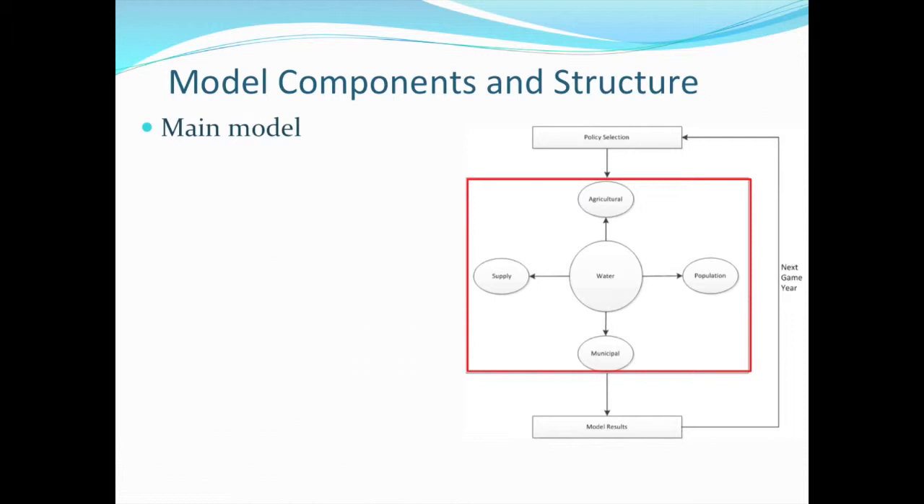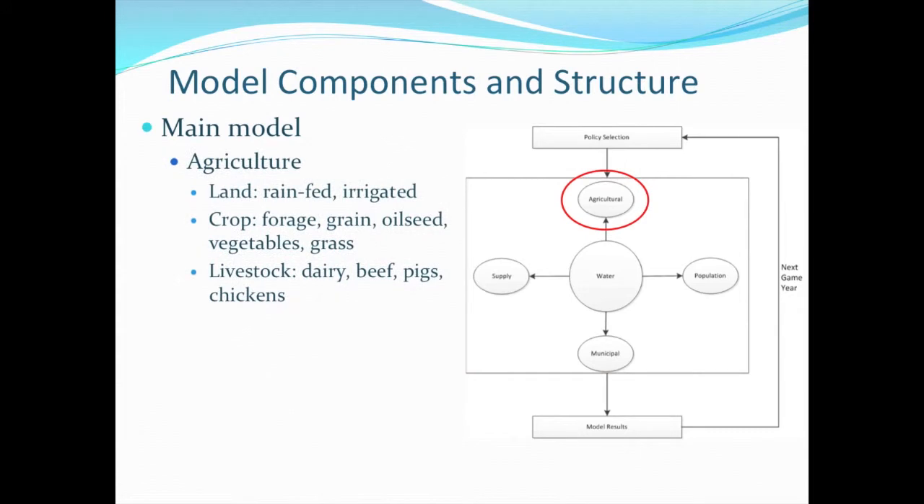So the players choose the policy here, input to the model, and the model gives them the results. And the players will just think about how to choose the next year's policy based on the results of the model. So this is the main model. We got agricultural water use, municipal water use, water supply simulation, and population simulation.